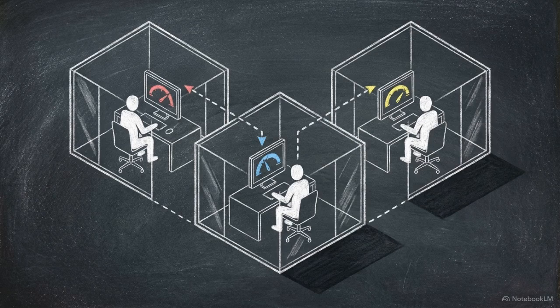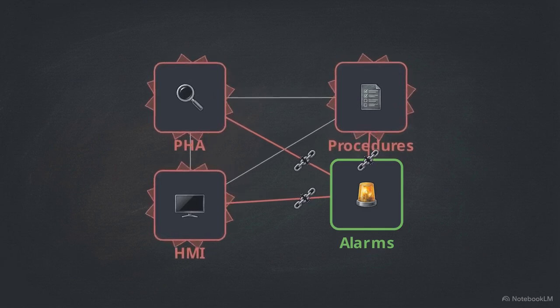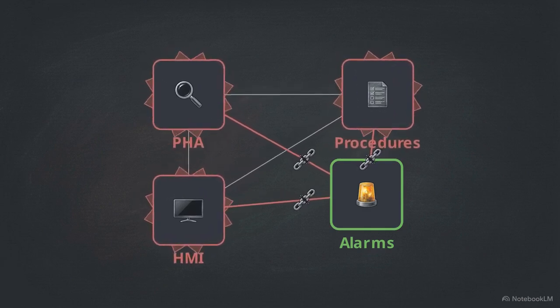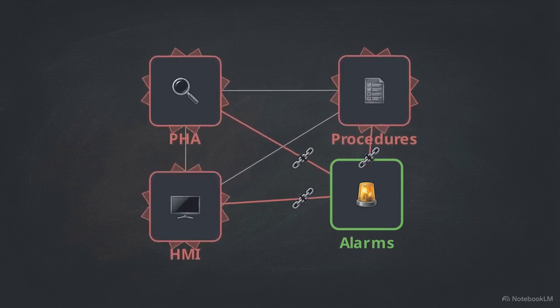This gap leads to systemic drift, where the data used to run the plant becomes inconsistent across different departments. A management of change process might update a limit in the alarm database, but fail to trigger a corresponding update in operating procedures, or the PHA. These siloed updates cause safety systems to misalign, providing operators contradictory instructions or incorrect set points during an emergency.